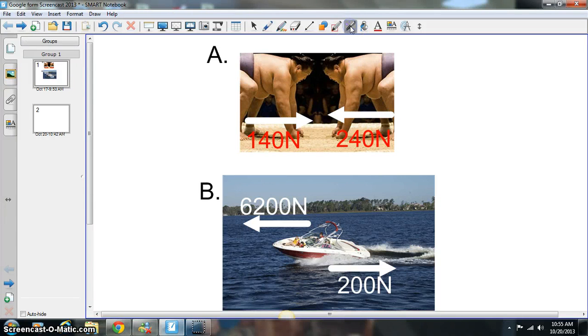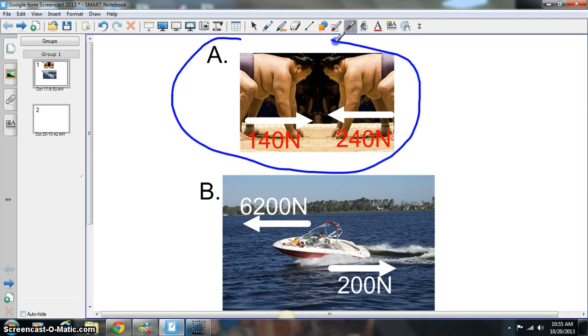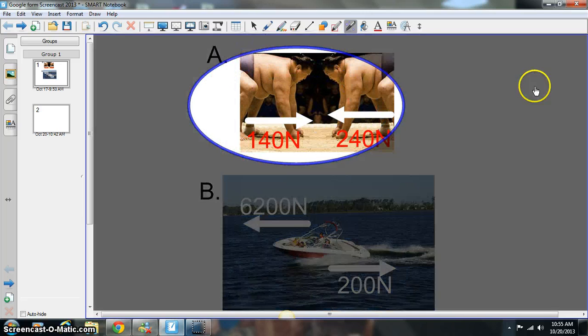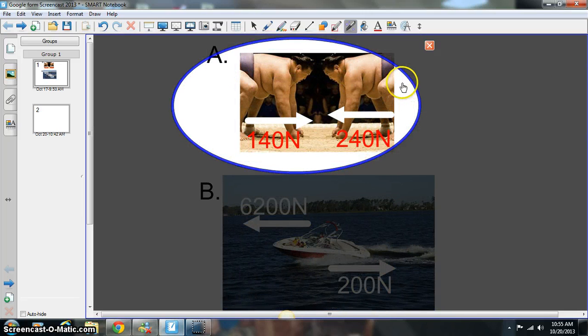All right, ladies and gentlemen, if you have reached this point in the Google form, that means that you're still having a little bit of difficulty understanding how to calculate vector force diagrams. So down below here, we notice that we have two examples that we're going to take a look at.